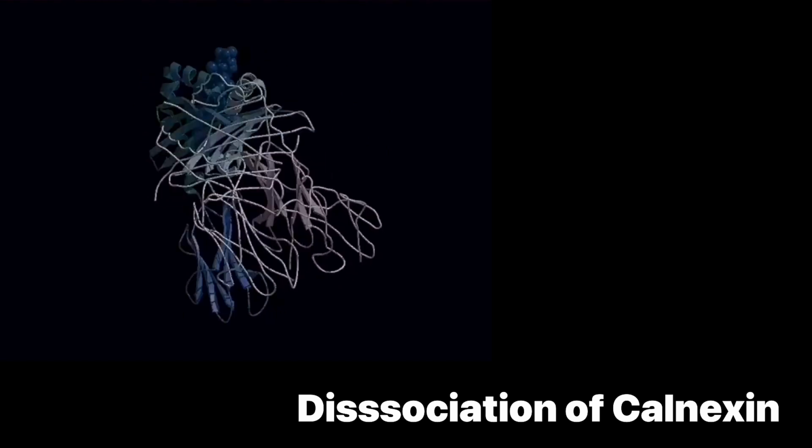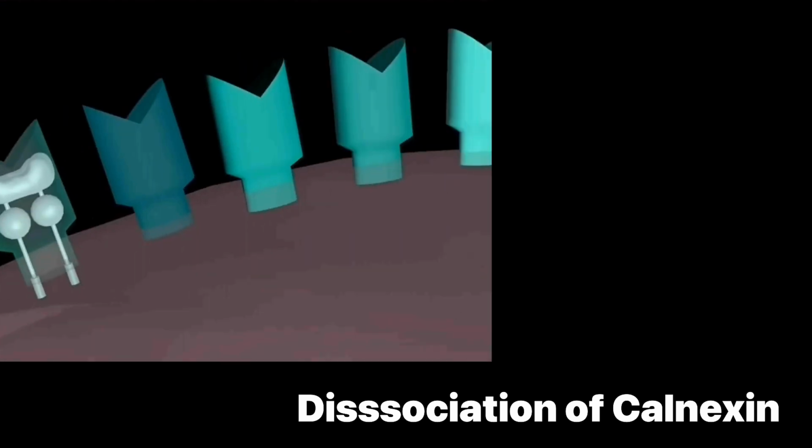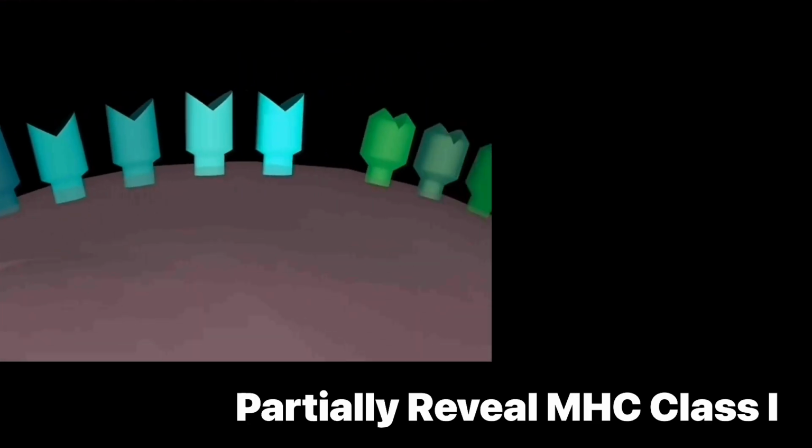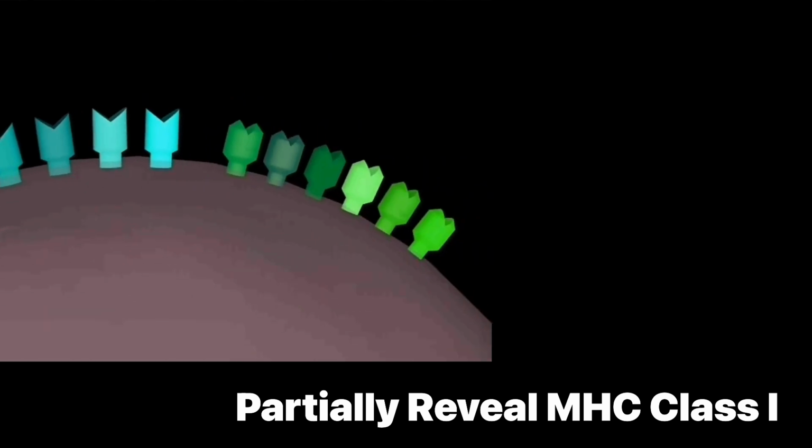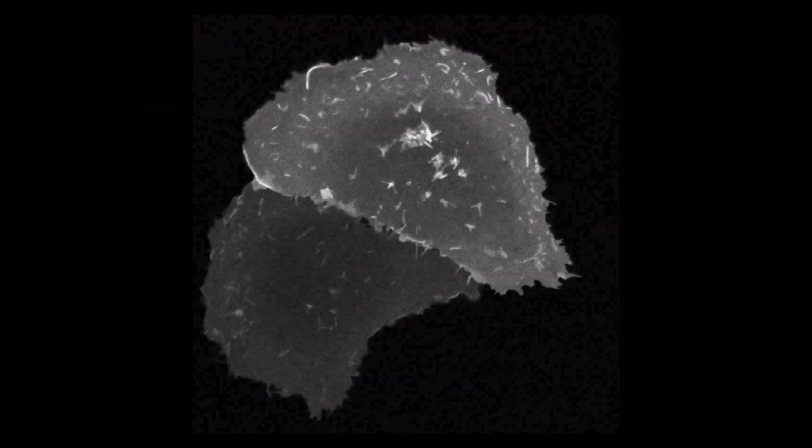MHC Class I exists as a partially folded trimer in the ER and is bound by calnexin. Once beta microglobulin is able to bind to the trimer, we get dissociation of calnexin and reveal the partially unfolded MHC Class I molecule. The MHC Class I protein is then bound to chaperones calreticulin and ERP57.